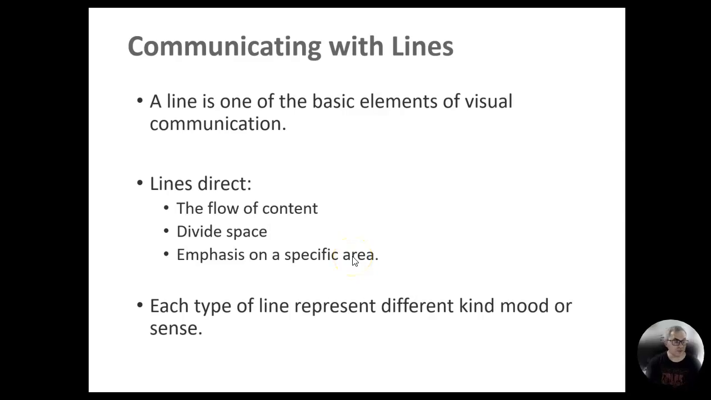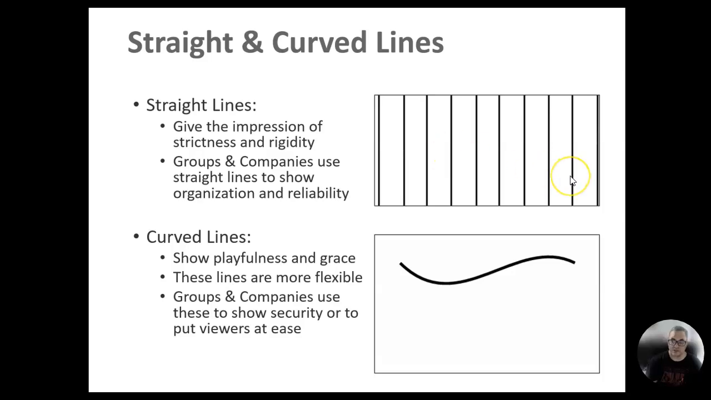Now, communicating with lines is pretty interesting, and line is one of the basic elements of visual communication. Lines direct the flow of content, they divide space, and they create emphasis on specific areas that you want people to look at. Each type of line represents a different kind of mood or sense, and each has its own types of emotion tied with it as well. That's pretty important. So let's take a look at some lines and how their responses can be gathered.